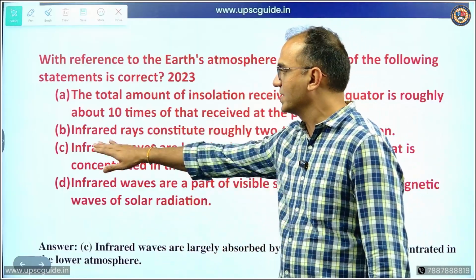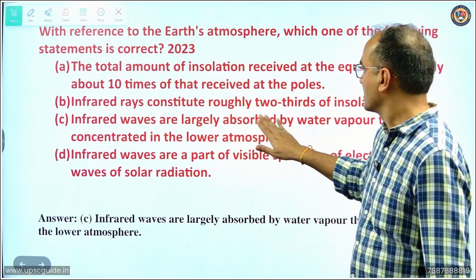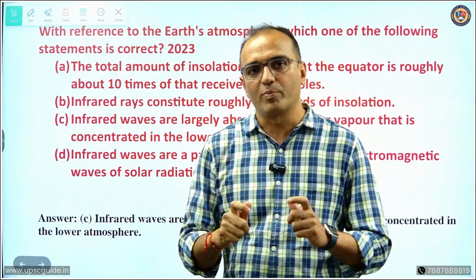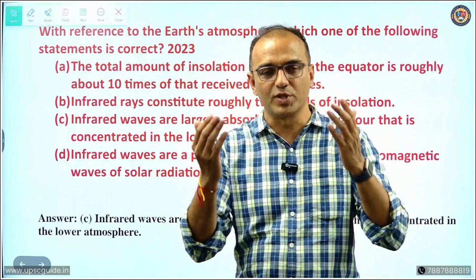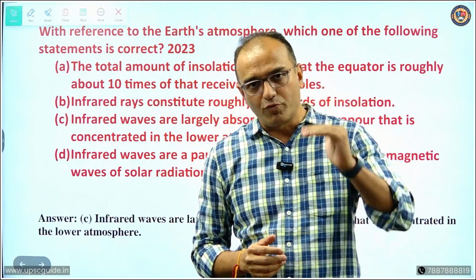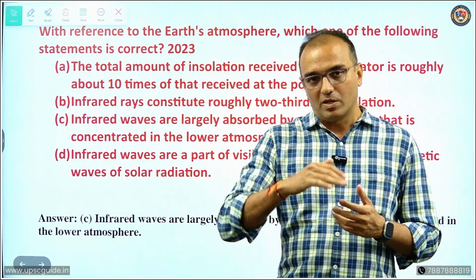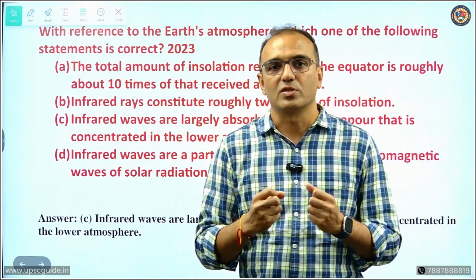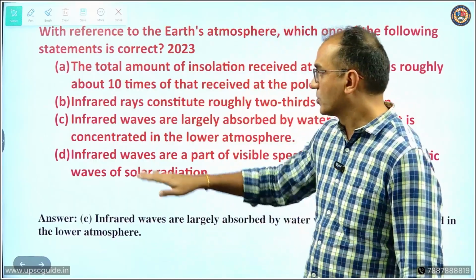The statement which is correct is C, right? Which of the statements is correct? Answer is C. Infrared waves are largely absorbed by water vapor that is concentrated in the lower atmosphere. If you take the proportion of water vapor in the atmosphere, in the first 2 kilometers from the surface going vertically upwards, more than 50% of water vapor is present. In the first 5 kilometers, more than 90% of water vapor is concentrated. Because of this, the water vapor at the lower end is opaque to infrared radiation. So it absorbs this infrared radiation. So this C is correct.